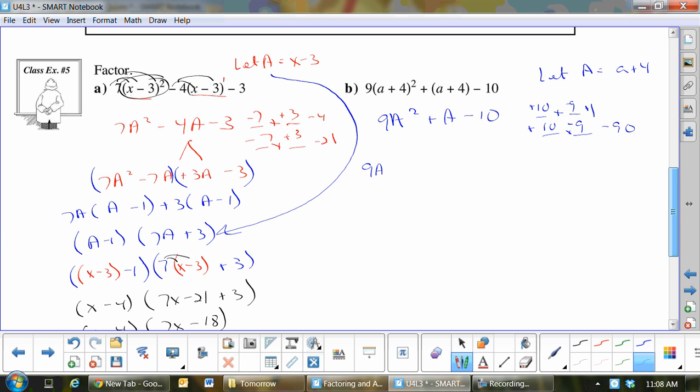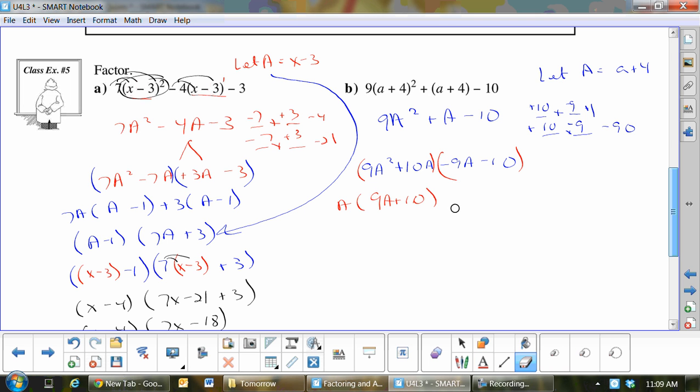So 9a squared plus 10a minus 9a minus 10. Okay, then I can put in my brackets right away. The first set I can take out just an a with 9a plus 10. The next one I can just take out a negative 1, 9a plus 10. So 9a plus 10 times a minus 1. Okay, and I can't go any further with this.